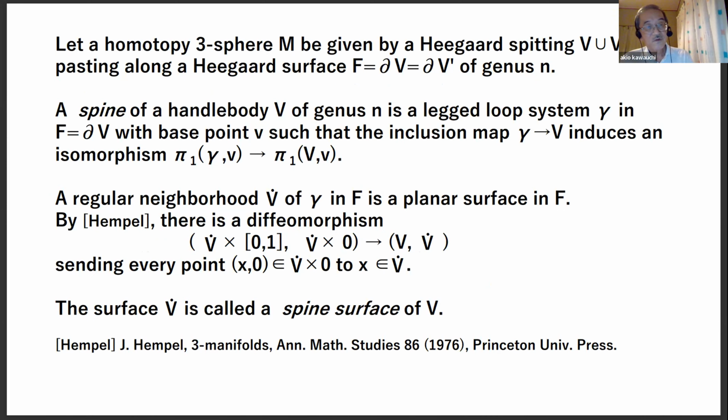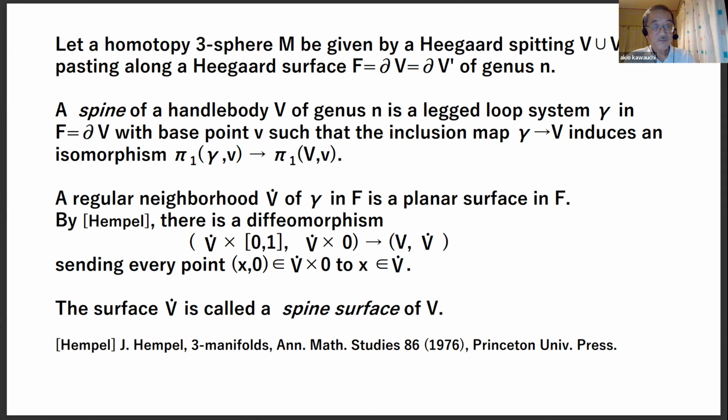So now let the homotopy 3-sphere M be given by a Heegaard splitting, V and V dash handlebodies, glued along a Heegaard surface F, which is the boundary of V and V dash, for example of genus n. A spine of a handlebody V of genus n is a legged loop system gamma in the Heegaard surface F with base point v, such that the inclusion from gamma to V induces an isomorphism on fundamental groups.